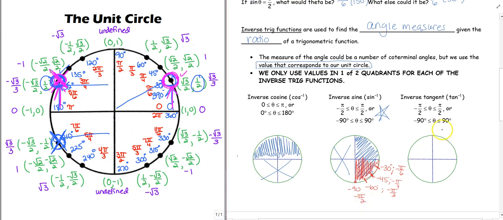Now all that I just said for sine is going to be the exact same for tangent. Your answer is going to be one of the angles from quadrants 1 and 4, and if it happens to be an angle from quadrant 4, you have to use those negative angle measures because our bounds are from a negative 90 to a positive 90.